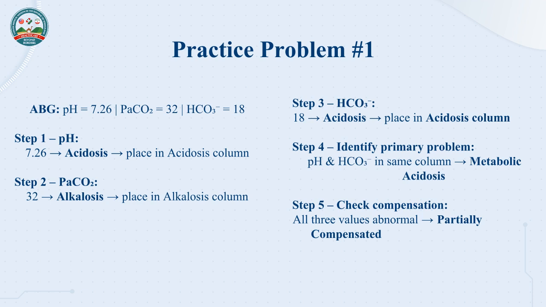Putting this together, both the pH and HCO₃ fall into acidosis, so the primary disorder is metabolic acidosis. Finally, check for compensation. Since all 3 values are abnormal, the body is trying to compensate, but the pH is still outside the normal range. This means the condition is partially compensated metabolic acidosis.